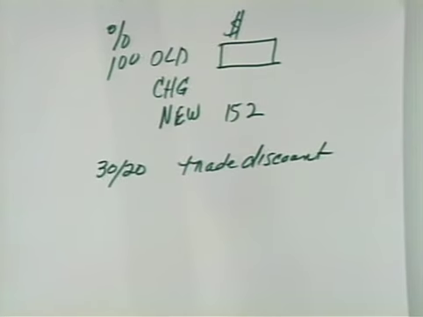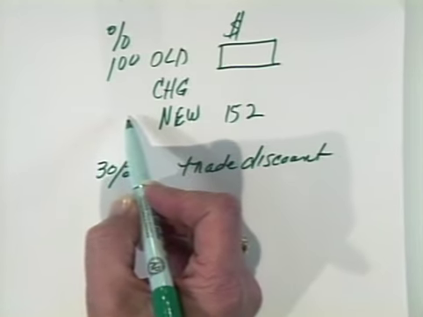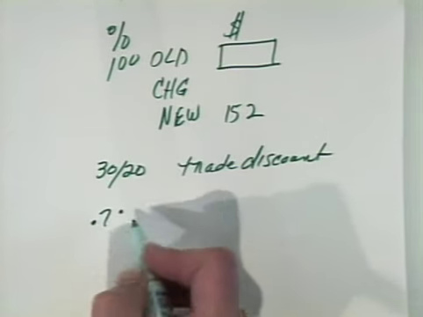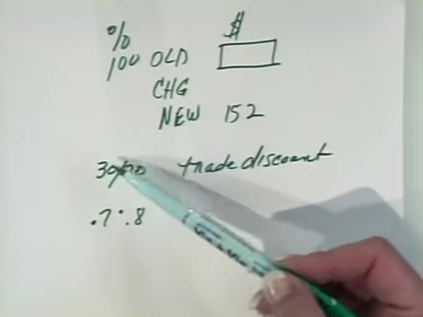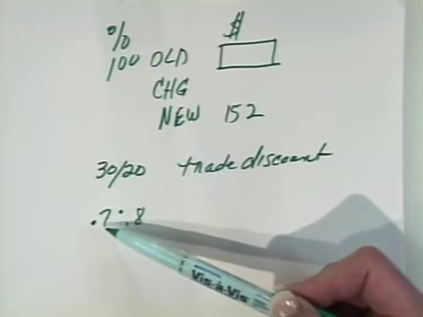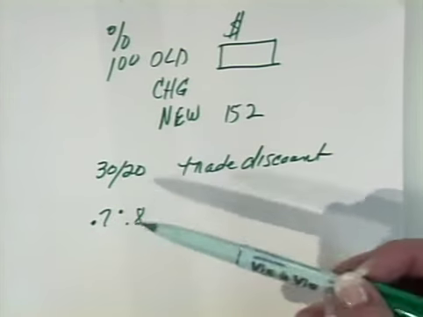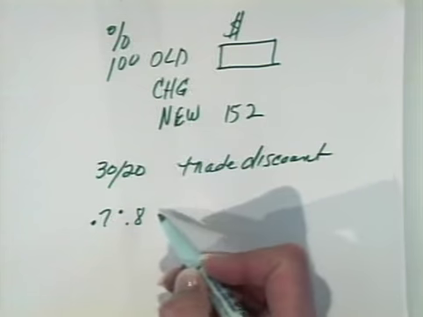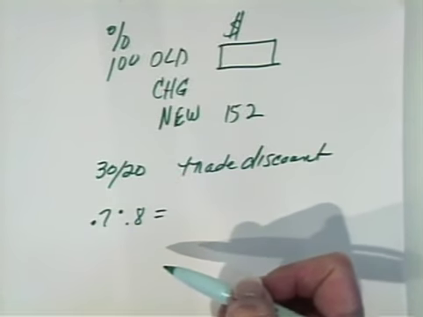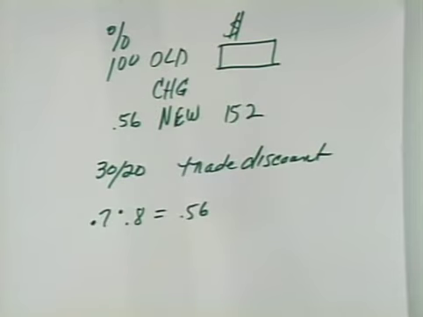Knowing that I had a 30/20 trade discount, I can come up with the net cost equivalent, the number that goes here under new, under the percent column, by taking 0.7 times 0.8. I came up with those numbers because 100 minus 30 is 70. Change it to a decimal from 70% to 0.7. The 20% discount: 100 minus 20 is 80%. Change that to 0.8. 0.7 times 0.8 equals what? 0.56. So 0.56 is the net cost equivalent.